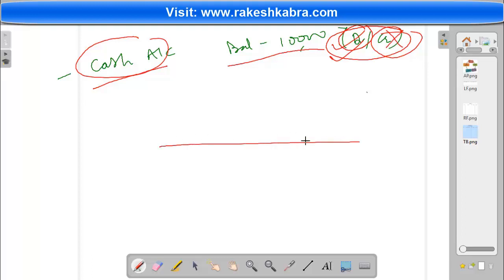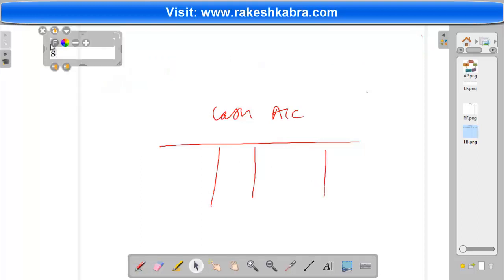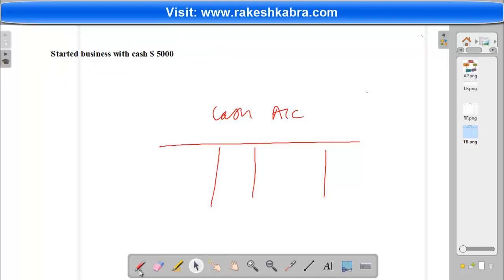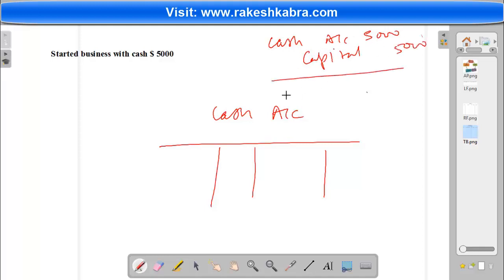Suppose this is the cash account in the ledger. There is one transaction: started business with cash, $5,000. Now tell me, what entry you will pass for this transaction? Obviously you will pass this entry: cash account debit 5,000 and capital account credit, isn't it? So this is the entry.